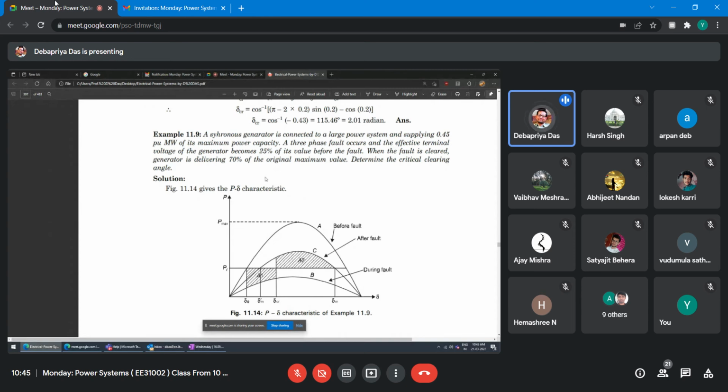Now, a synchronous generator is connected to a large power system. That large power system means infinite bus system, right? And it is supplying 0.45 per unit of its maximum power capacity, right? A three-phase fault occurs, and the effective terminal voltage of the generator becomes 20% of its value before the fault, right? I told you, voltage cannot be zero. Now, when the fault is cleared, the generator is delivering 70% of the original maximum value. Determine the critical clearing angle.